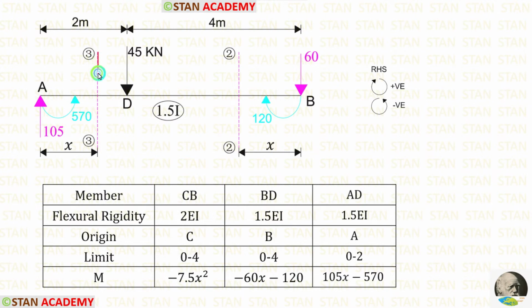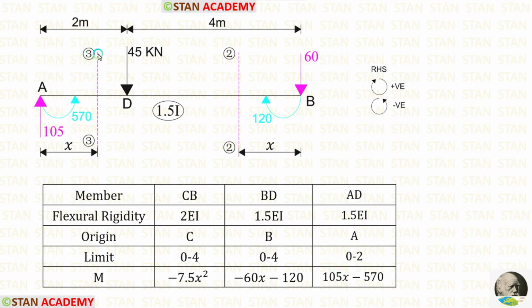Now let us take the third section. I have made this section at a distance of x from the point A. If you want, you can make this section from the point B also. But when you do that, you should select the limits as 4 to 6. For me, it is convenient from the point A. So I have made the section from the point A at a distance of x. The moment of inertia for the span AB is 1.5I. So for AD, the flexural rigidity is 1.5 EI. The origin of the section is the point A. The limit is 0 to 2.